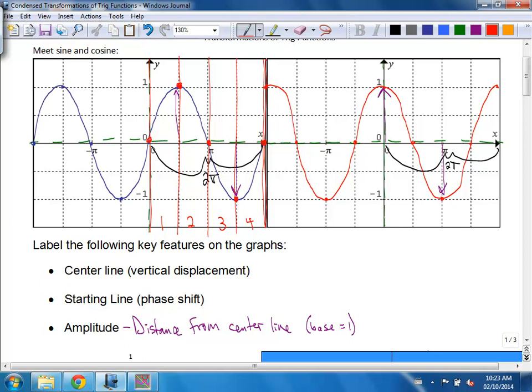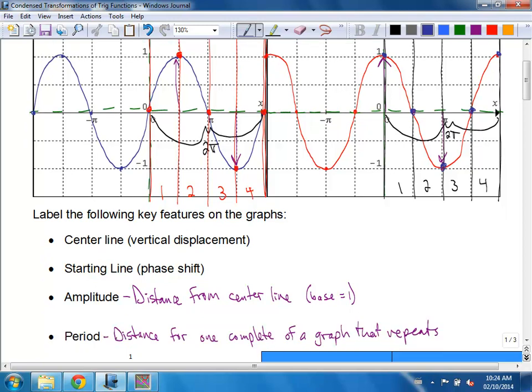Same thing happens in the cosine graph. So this time I'll use black since the graph itself is red. But if I cut it into four pieces, there'd be 1, 2, 3, 4. And it still hits right at the key points. And it sort of follows the same pattern. Maximum center, minimum center, maximum center, minimum center, max. It's going to keep alternating through those. So that's how I do it fairly quickly, and that's what I suggest you think about.